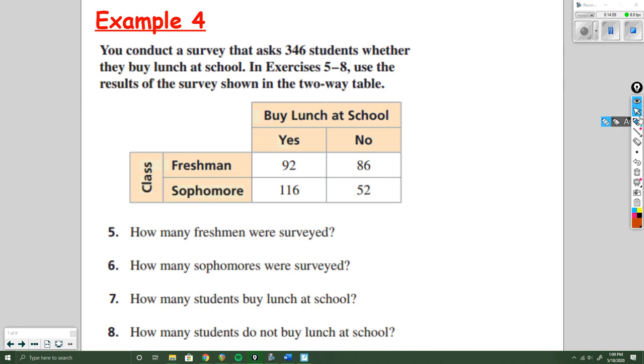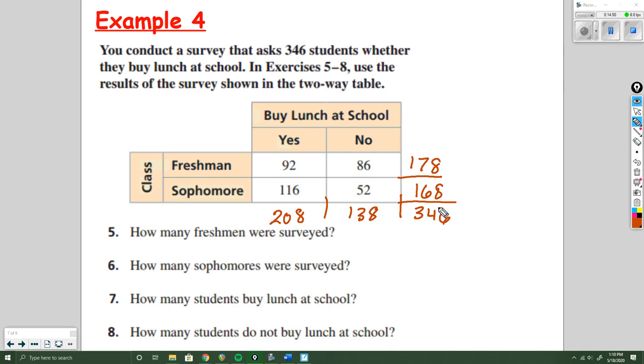We could just fill in this table a little bit more and find the totals for each one of these things. So how many people in total buy lunch at the school? We would get 208. How many people don't buy lunch at the school? 138. How many people were freshmen that were surveyed? We'd get 178. How many people were sophomores? We'd get 168. And then one of the more important parts is how many people were surveyed overall. If we add up either this column or this row, we should get the same thing, which is 346.